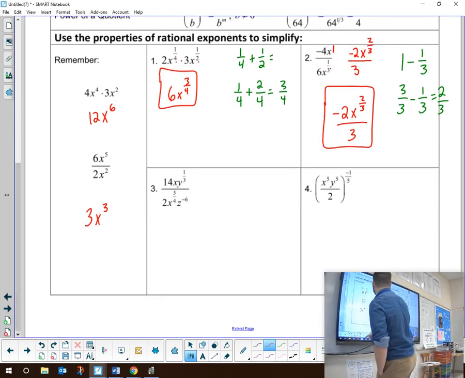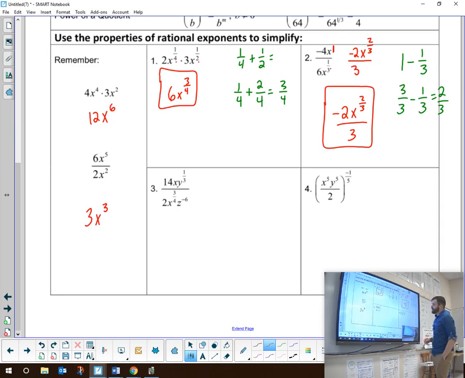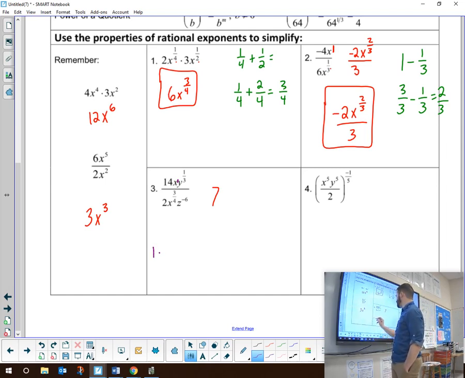Okay. So look here at number 3. We've got a lot going on. We have whole numbers, x's, y's, and z's. Let's start with the whole numbers. 14 divided by 2 is 7. What about the x's? I'm going to have x to the 1 divided by x to the 3/4. And remember, when we divide, we subtract the exponents. So on this one, I'm going to go 1 minus 3/4. We're going to change that 1 to be 4/4. 4/4 minus 3/4 is not just 1, it's going to be 1/4.